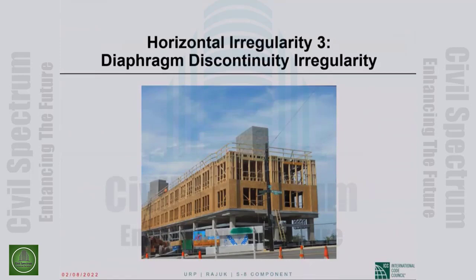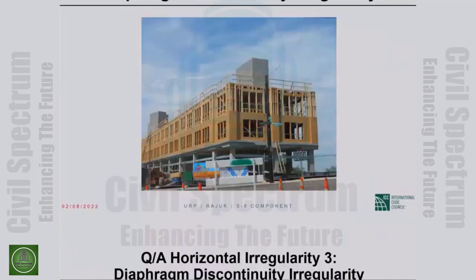Diaphragm discontinuity irregularity, continuing with our discussion. This is very, very common now in the US. A wood structure sitting on a concrete podium structure, as they are called. This concrete structure is not as stiff as they usually are, but the point is that this diaphragm is concrete. Those diaphragms are made of wood, and you definitely have more than 50% change in stiffness. So we are looking at this diaphragm discontinuity irregularity.